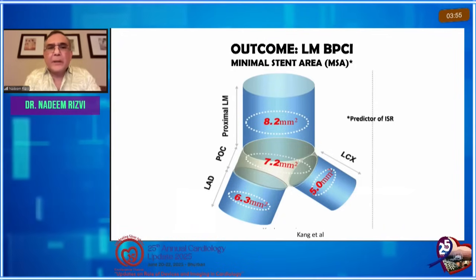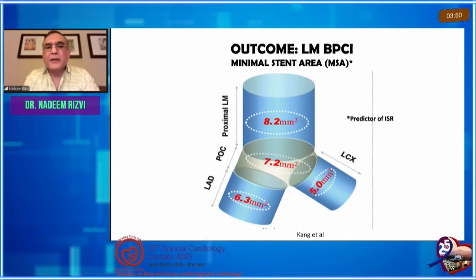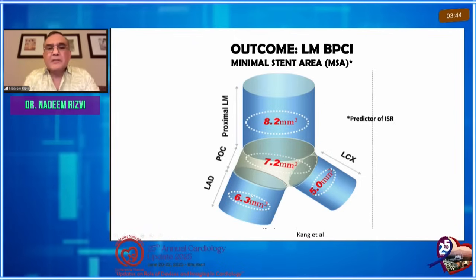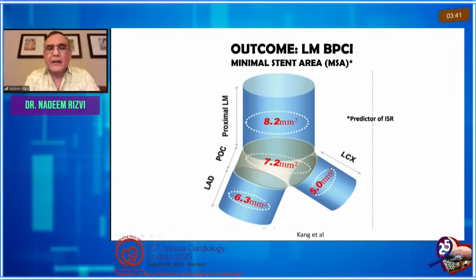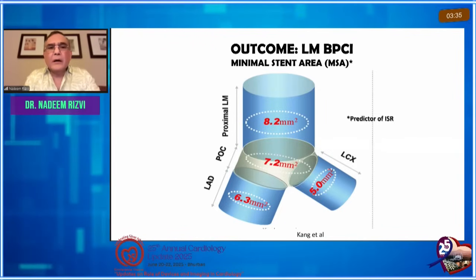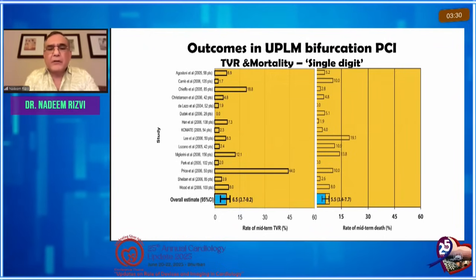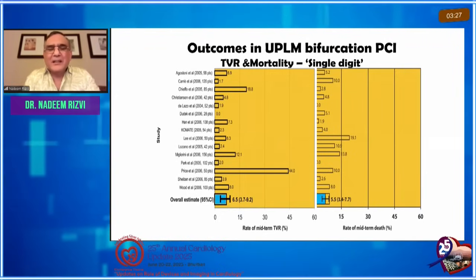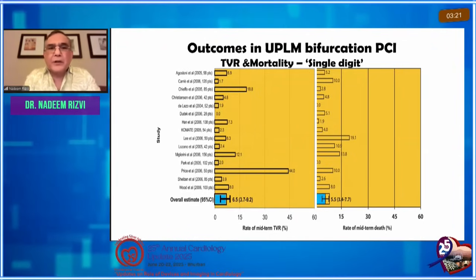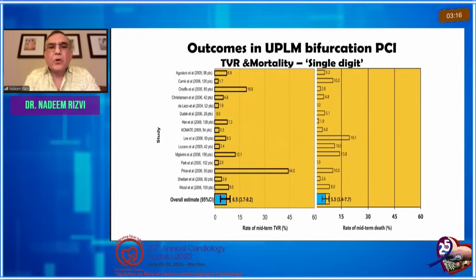Now, this everyone knows. The minimal stent area is a predictor of ISR as well as outcomes, and 5, 6, 7, 8 is the usual formula. 5 for the left circumflex ostium, 6 for the ostial LAD, 7 for the confluence, and 8 for the left main. Anything above is fine, but anything below will give you a poor outcome. Outcomes in upper left main are still in single digits for TVR and midterm death. So I think the concept about left main is that everything should be treated with PCI if it's possible, and the mortality rate and morbidity rate is pretty okay.